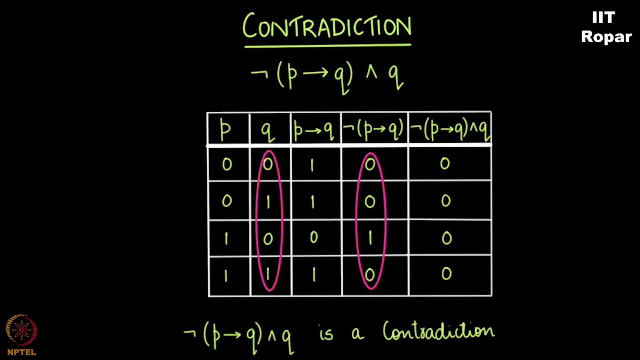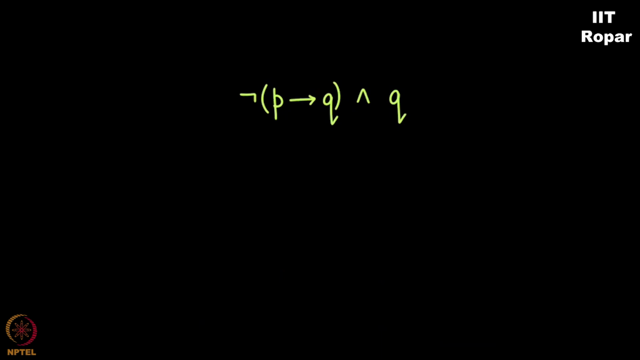Now look at a very different way of showing that such a truth table should end up having all zeros in the column below this expression. So how do I show that? On the contrary, let me assume that this becomes 1. How will it become 1? Let me see. Q has to be 1 for this expression to be 1. When Q is 1, this Q becomes 1. And no matter what P is, 0 or 1, this implication will become true.